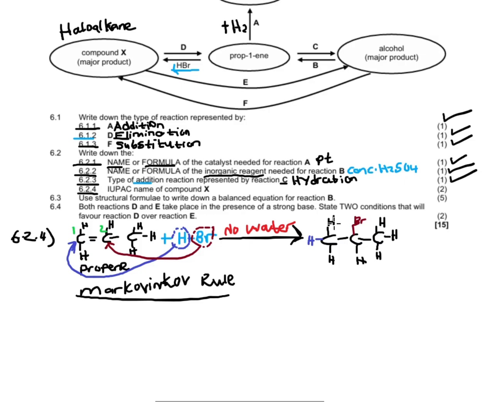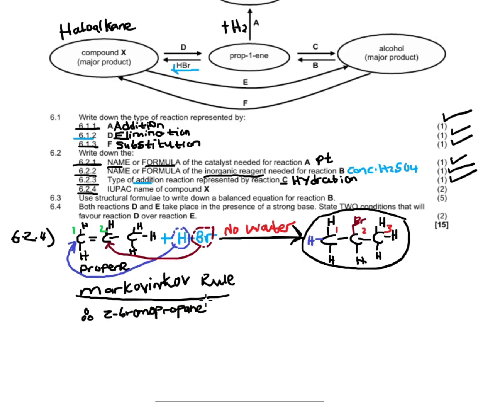They want the IUPAC name, so we're looking for the IUPAC name of this compound here. Because the bromine is in carbon number 2, this is carbon number 1, carbon number 2, carbon number 3. The bromine is in carbon number 2, and there are 3 carbons. So the IUPAC name is going to be 2-bromo, 2-bromopropane, because it's a haloalkane. So that's the IUPAC name, guys.